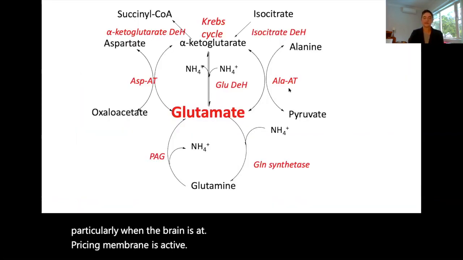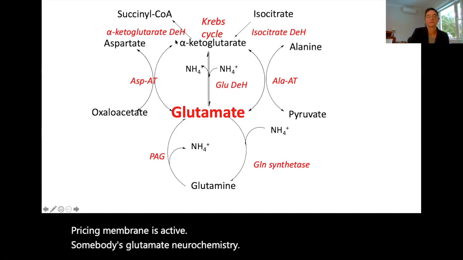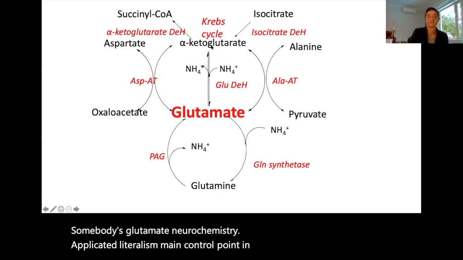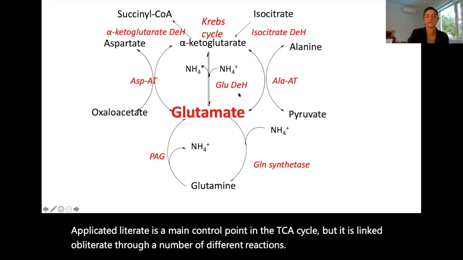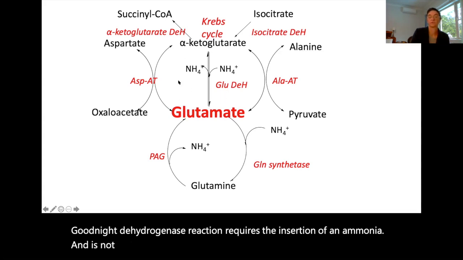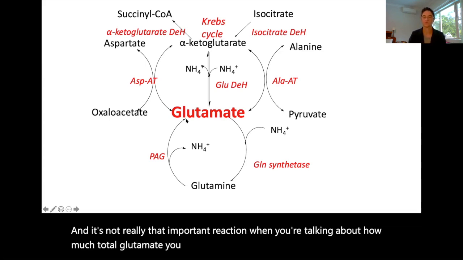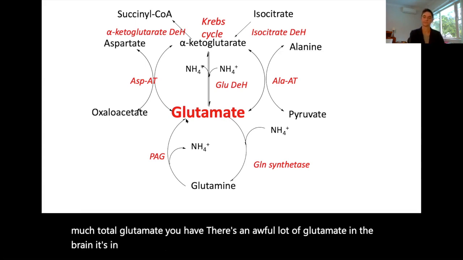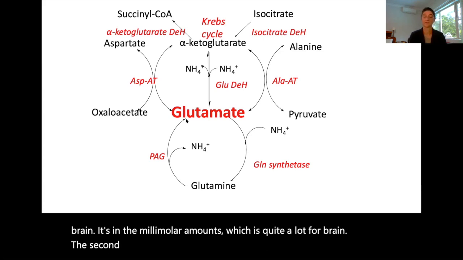So what is glutamate neurochemistry? Well, alpha-ketoglutarate is a main control point in the TCA cycle, but it is linked to glutamate through a number of different reactions. The glutamate dehydrogenase reaction requires the insertion of an ammonia and is not really that important a reaction when you're talking about how much total glutamate you have. There's an awful lot of glutamate in the brain. It's in the millimolar amounts, which is quite a lot for brain. It's probably the most abundant amino acid in the brain.